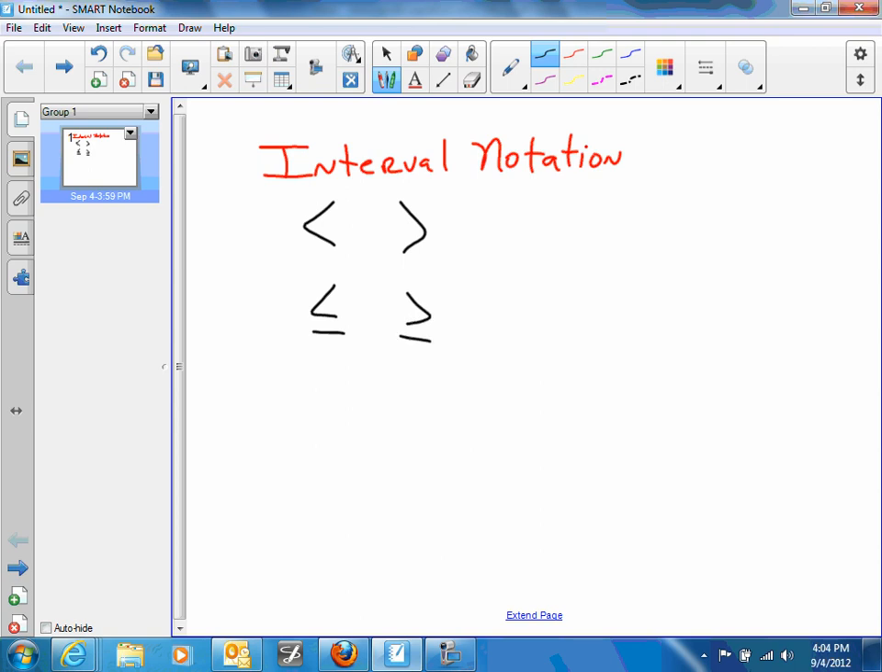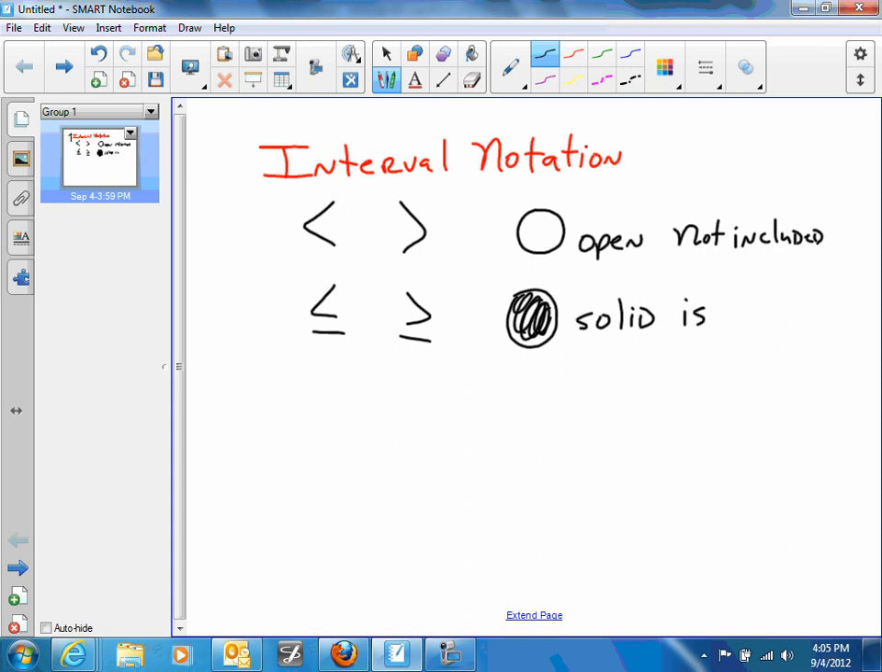All right, now in this case, you will have an open circle. Remember, we call this open. And of course, you have a solid circle. And we call this solid. Okay? Now, this means it is not included, whereas the solid means is included in the solution.